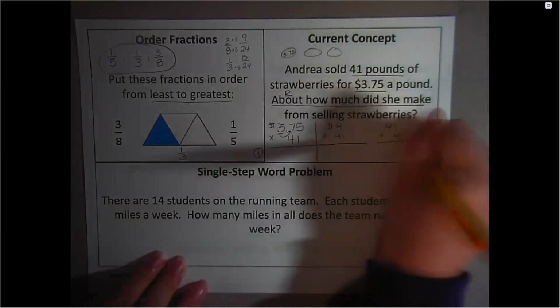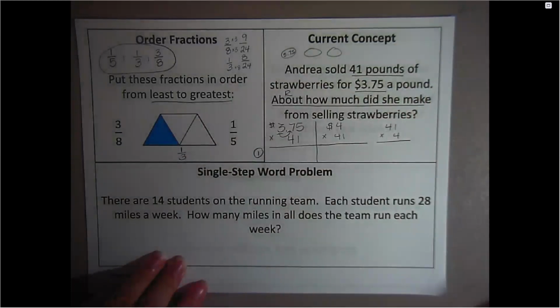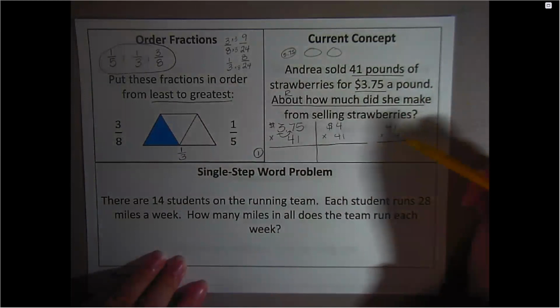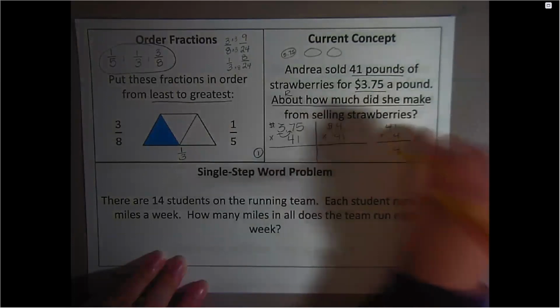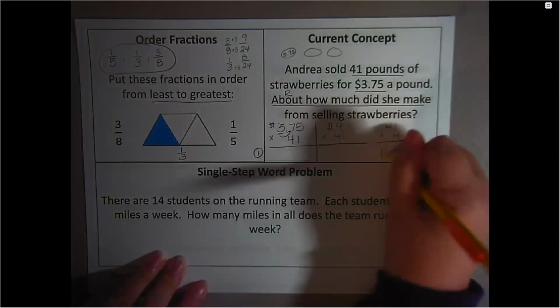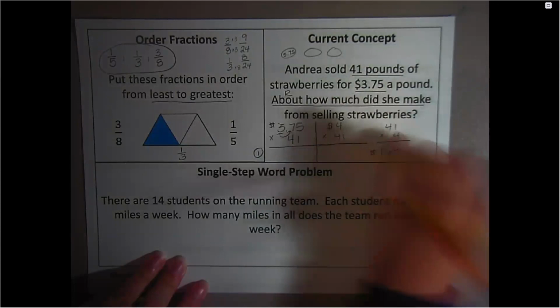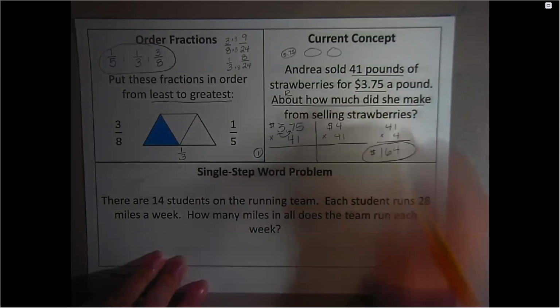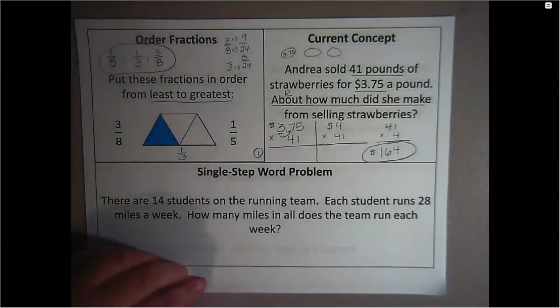Now you can solve it area model if you wish. I'm going to solve it the traditional algorithm because that is the way that I was taught and that's my superpower. And I'm going to go 4 times 1 is 4 and 4 times 4 is 16. So the answer is Andrea made about $164 selling strawberries.